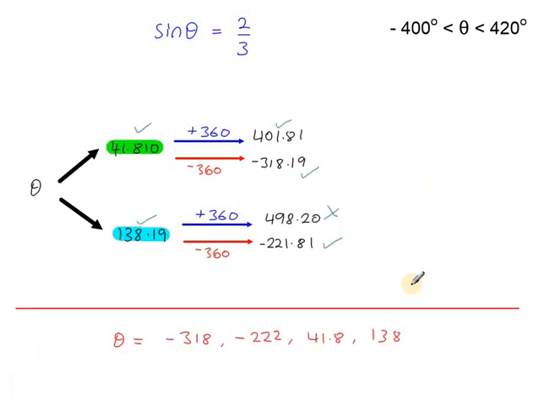Tick the ones which are valid, and then list those angles separately at the end, and these are all rounded to 3 significant figures.